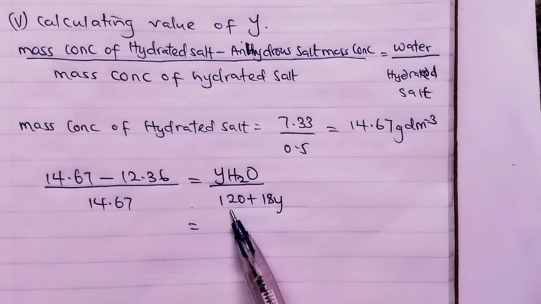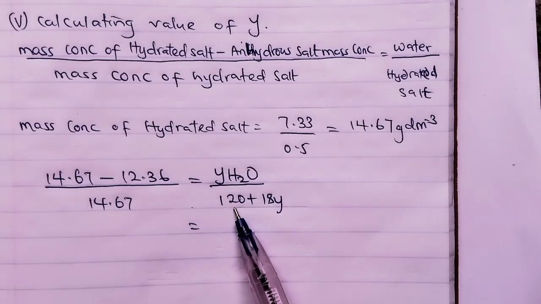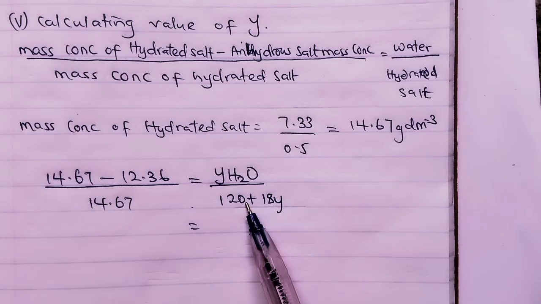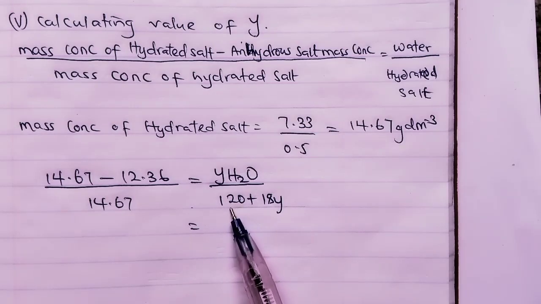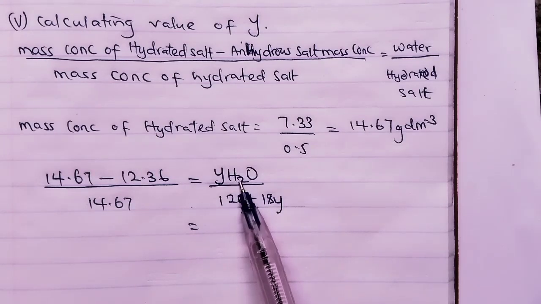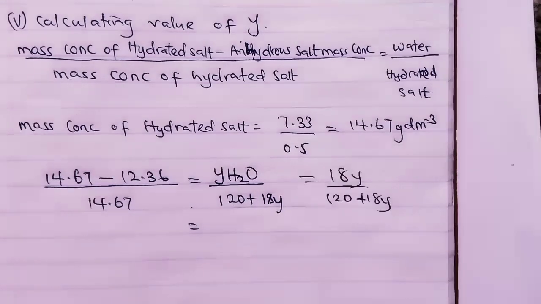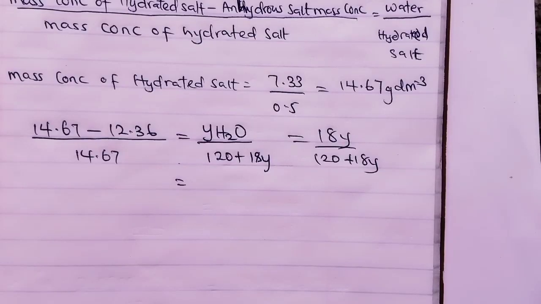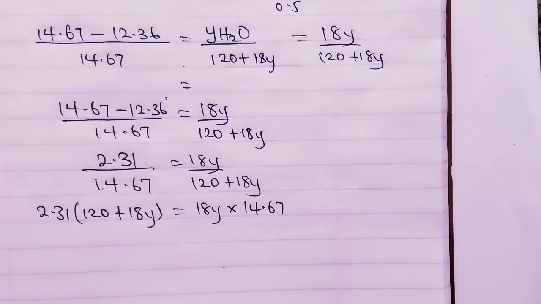You may be asking how I got this 120. You know the salt is sodium hydrogen tetraoxosulfate(VI), this is only for the acidic salt, but this is the water of crystallization, which is Y. Therefore, I can also change this value by cross multiplication. We will have, yes, hope you understand this.